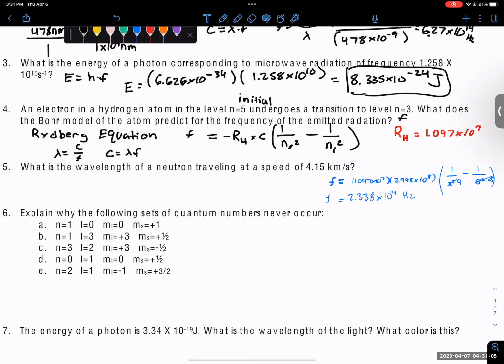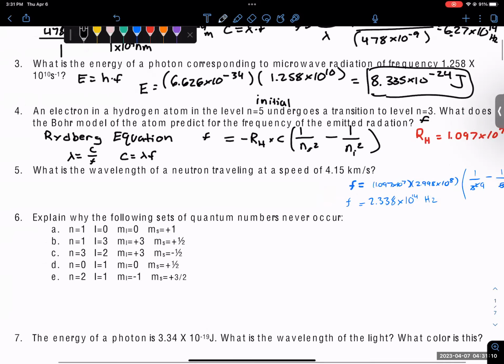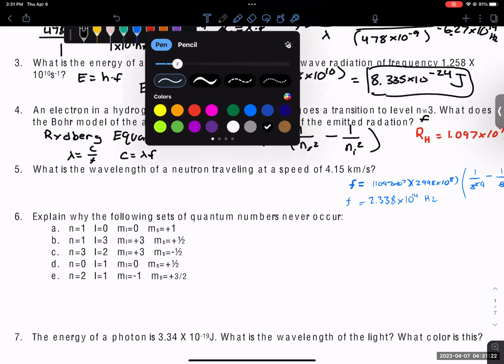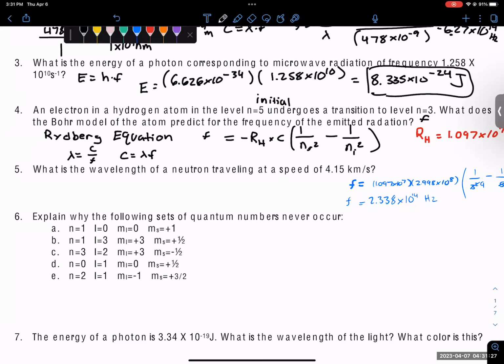So if there's no questions on that, the next question requires something. Do y'all know what equation it requires? What is the wavelength of a neutron traveling at a speed of 4.15 kilometers per second? We know that there is one equation that relates wavelength to speed. Do y'all remember what it is? I think we've gone over it twice already. So hopefully you recall that. If not, again, that's totally okay.